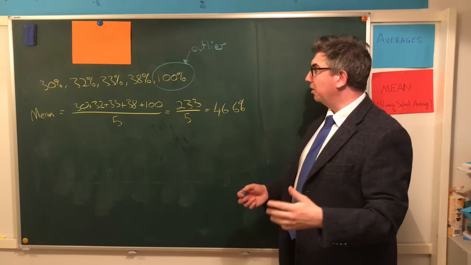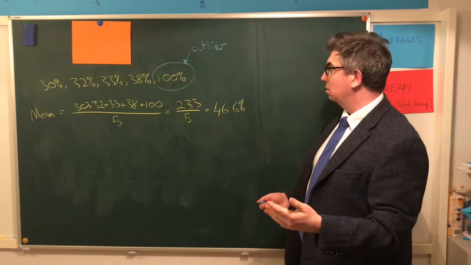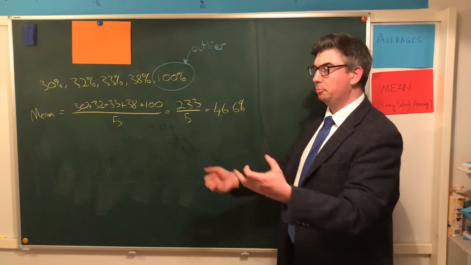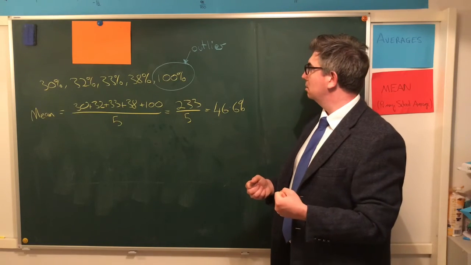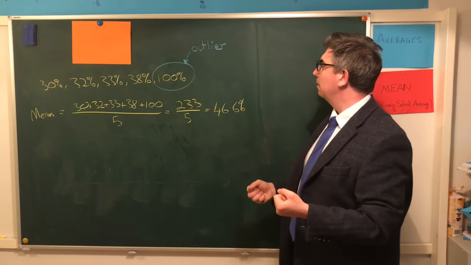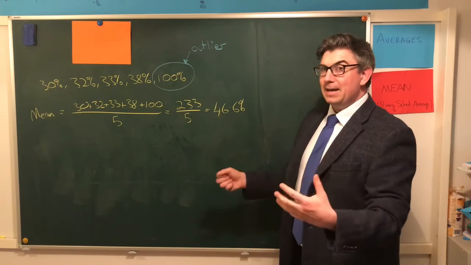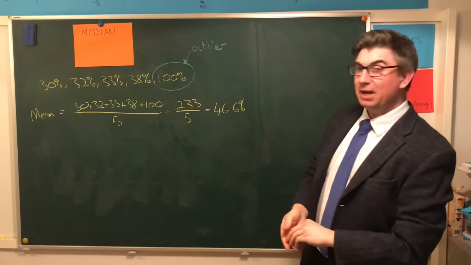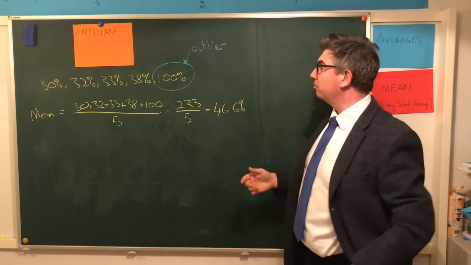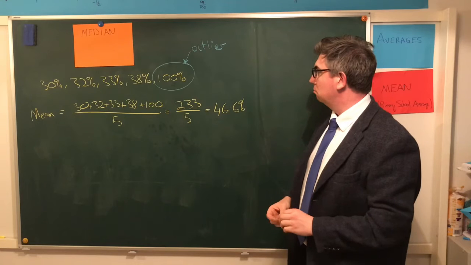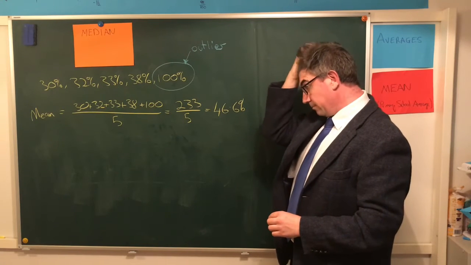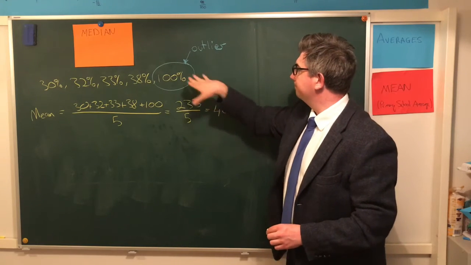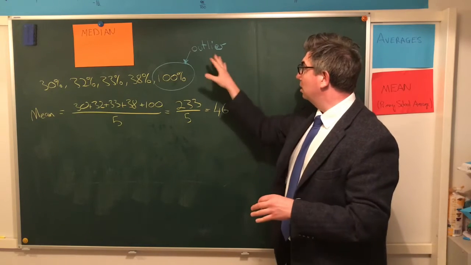So we need a system of finding the average, or finding an average, that counteracts outliers. Counteracts the power or the pulling force of the outliers. So outliers pull the mean towards them. And that average is called a median. So if you have an outlier in your data, you're probably better off taking the median as your average. Okay, so that's what the median is used for. It's used to eliminate the power of outliers.